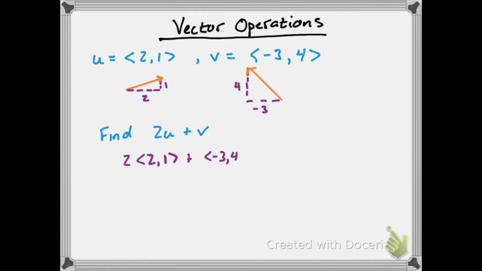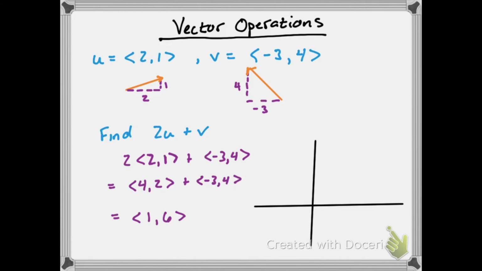We could write it out just by filling in our vectors u and v. And this multiplication by 2 is called scalar multiplication. And we just really distribute the 2. So we'd have the vector 4, 2 plus the vector -3, 4. And when we add vectors, we just add them component-wise. Combining our x components, we get a value of 1, and our y components, we get a value of 6.